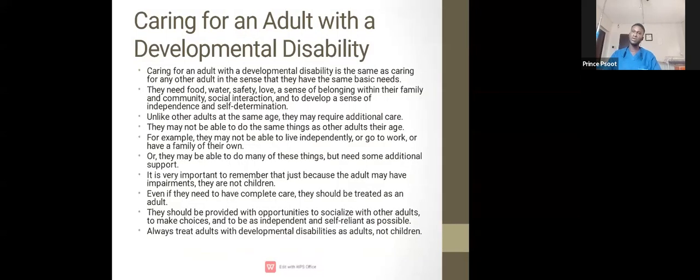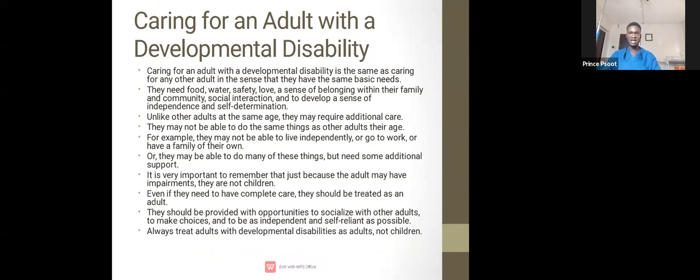Now, for an adult with developmental disability, caring for them is the same thing as caring for any other adult in the sense that they have the same basic needs. Every adult has needs: need for food, need for water, need for safety, need for love, need for a sense of belonging with their families and communities, social interactions, and also to develop a sense of independence and self-determination.